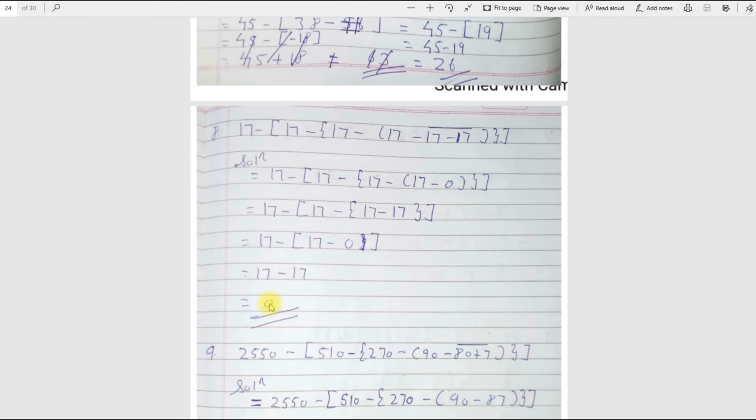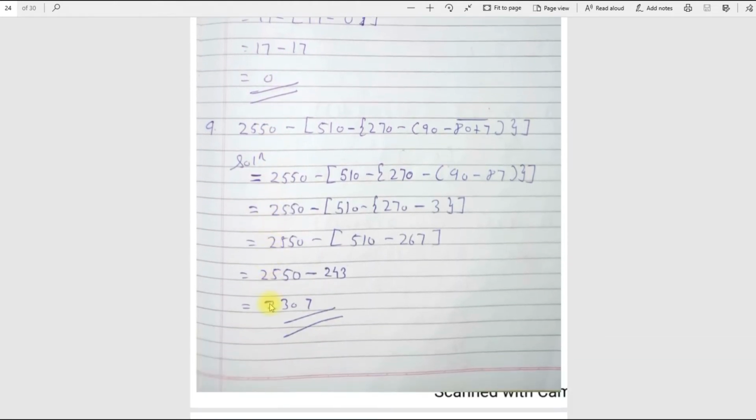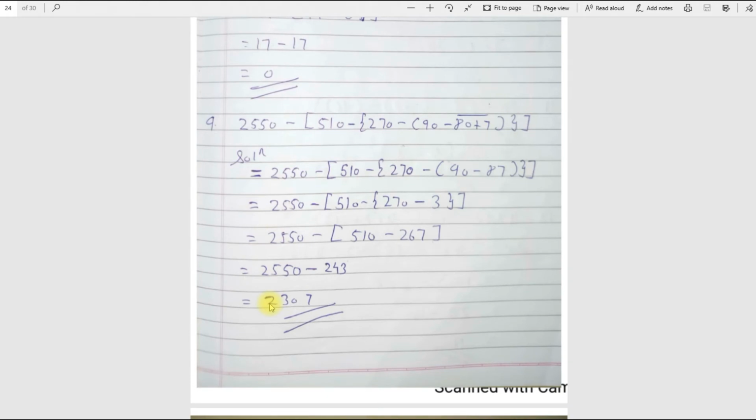It's very easy. Next. This is also easy. Just numbers are big, therefore I'm just explaining. 2550 minus, and the question you can read over here, minus 80 plus 7, minus 80 plus 7, 90 minus 80 plus 7. So bar bracket is over here, therefore just add now. 80 plus 7 is 87, therefore it's 87. Now 90 minus 87 is 3. So I wrote 3 over here.